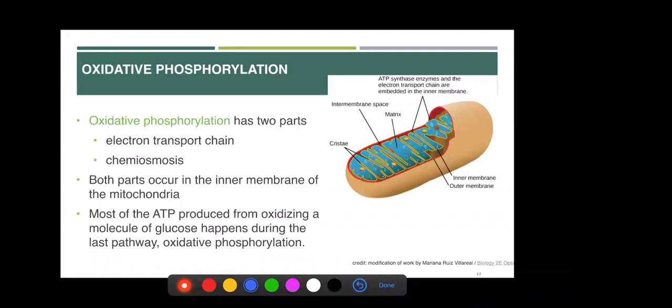So we have 2 parts in oxidative phosphorylation. We have what's called the electron transport chain, or ETC. We have a second part called chemiosmosis. Now, so far, we have been in the matrix in the middle of the mitochondria. Remember, the mitochondria has an inner and an outer membrane. So we have the outer membrane, and then this inner membrane that's convoluted, and the space in between called the intermembrane space. We are going to be working now within this inner membrane.